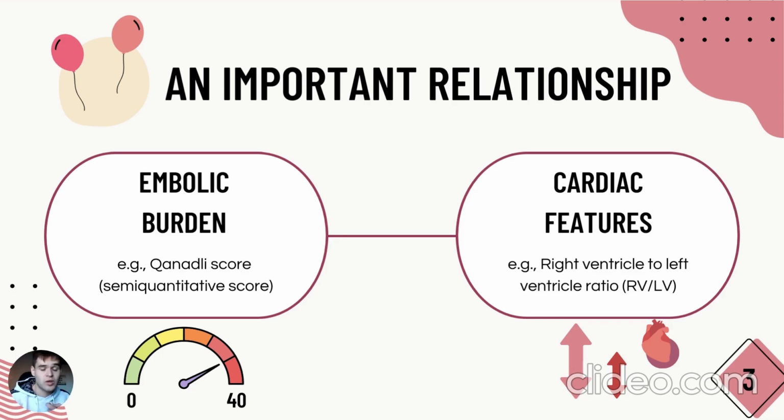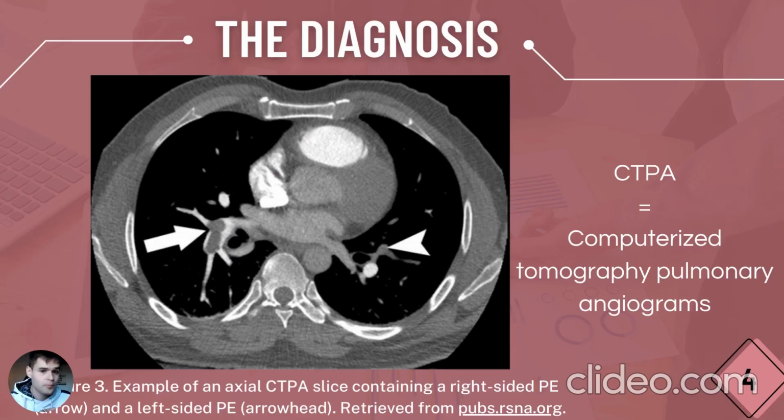Keep in mind that the pulmonary embolism can be total, partial, in one branch, several branches, different locations. So there's more of a wider spectrum here. And in fact, some studies have pointed out that if you measure this with some score, it relates to cardiac features, for instance, right ventricle to left ventricle ratio.